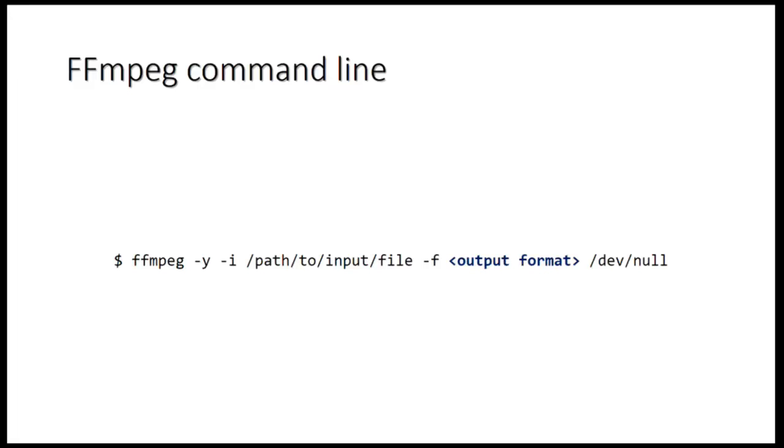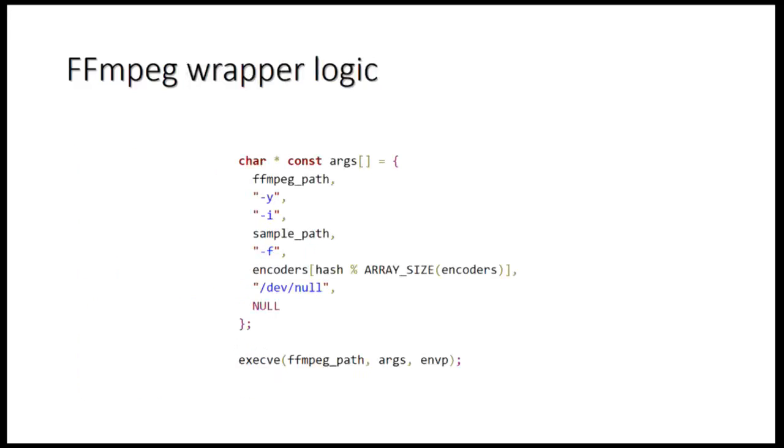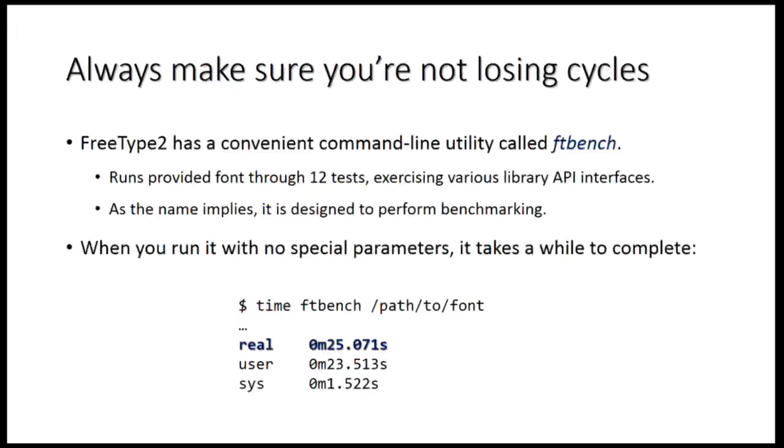For example, we have FFmpeg, where you can specify the output format in which you want the output file to be generated. If you list these formats, it turns out that there are over 300 of them, so it makes sense to try to test all of them. The logic for the wrapper would be to choose the encoder based on a hash generated out of the first 4,000 bytes in the input file, and then execute such a command line.